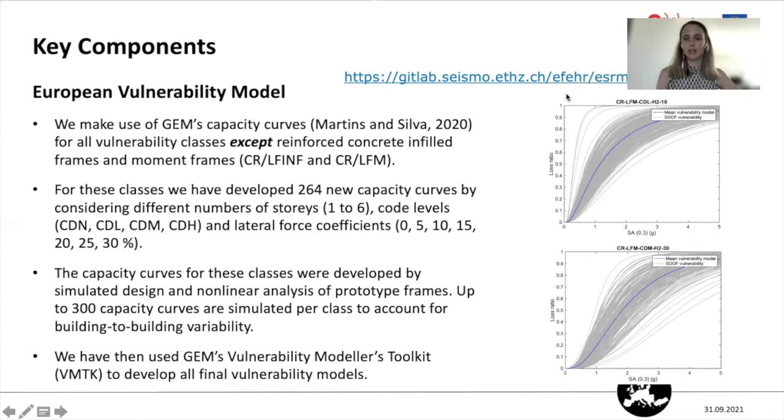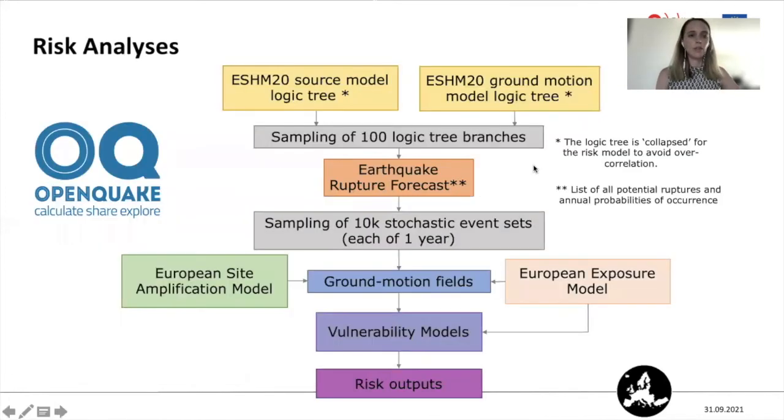And again, everything is available in this GitLab repository. The risk is carried out using OpenQuake, which is open source software. We do an event-based analysis, so we generate a very large number of stochastic events, or a stochastic catalog, if you like, and then for every single event, we simulate the ground motion fields using the ground motion prediction equation, and also bringing in the site amplification model. We combine this with the exposure at the locations of the buildings and the vulnerability models to calculate the risk.